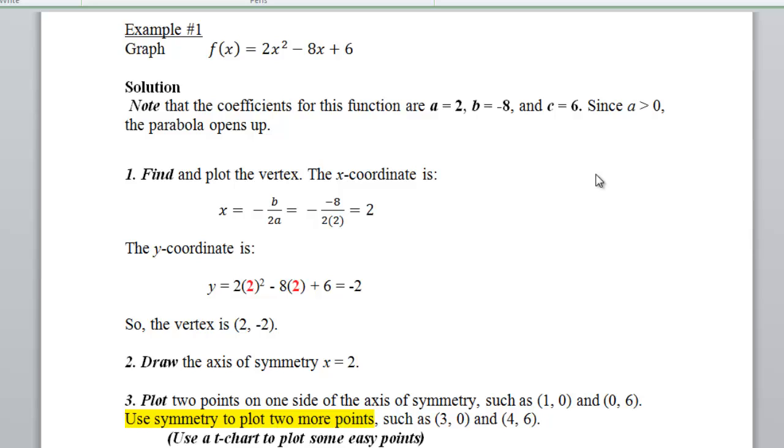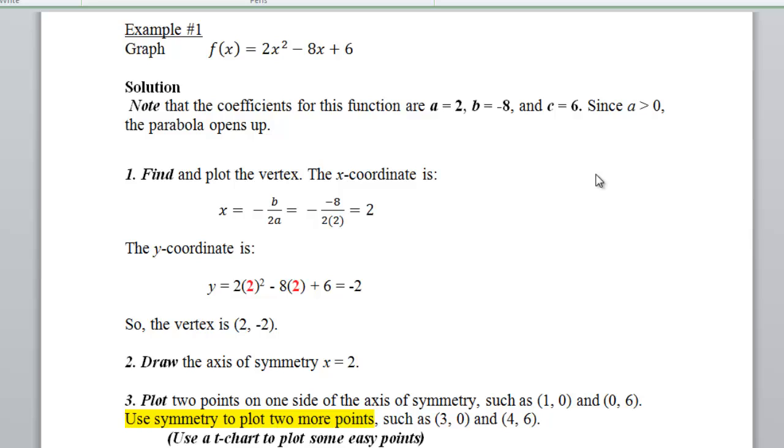Okay, now that we've had a quick look at quadratics in standard form and the different parts that go along with graphing them, let's go ahead and take a look at an example, and then we'll try one on our own. You can see here we have f of x equals 2x squared minus 8x plus 6.